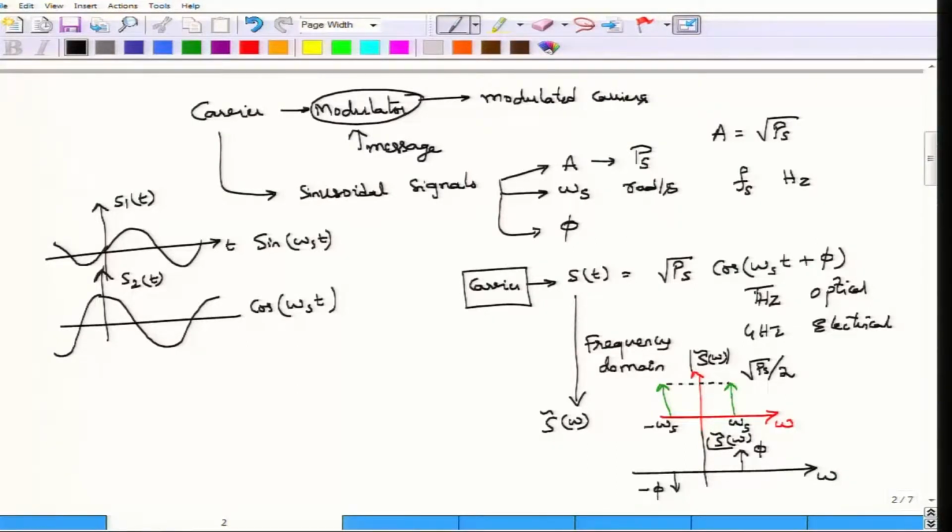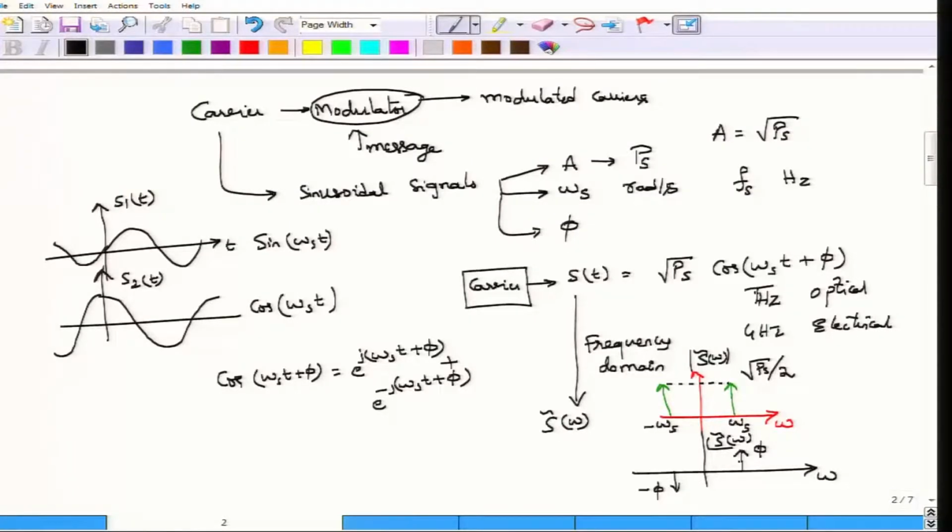Okay. So, I guess that this is all right, because you can write cos(omega_s t plus phi) as e to the power j(omega_s t plus phi) plus e to the power minus j(omega_s t plus phi). And then if I take the Fourier transform of this, this would be a delta function located at omega_s, this would be a delta function located at minus omega_s, and this would be the phase relationship.